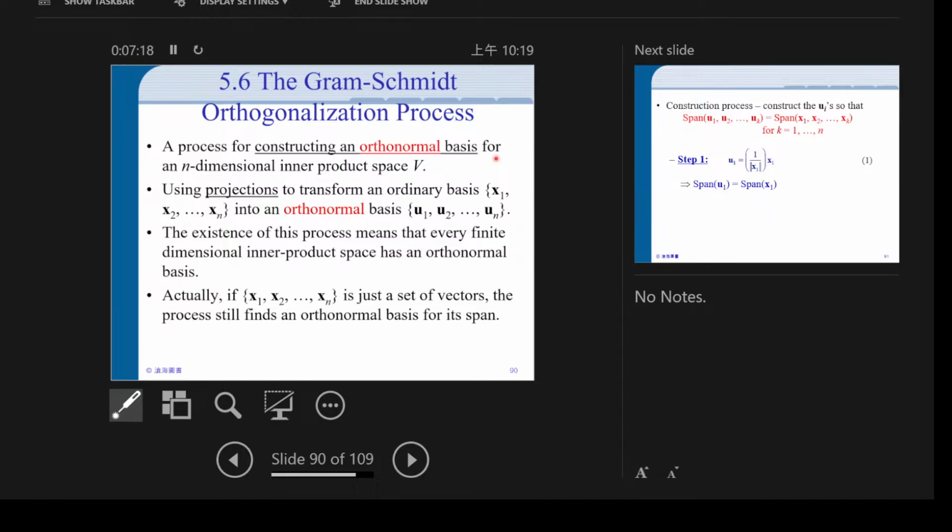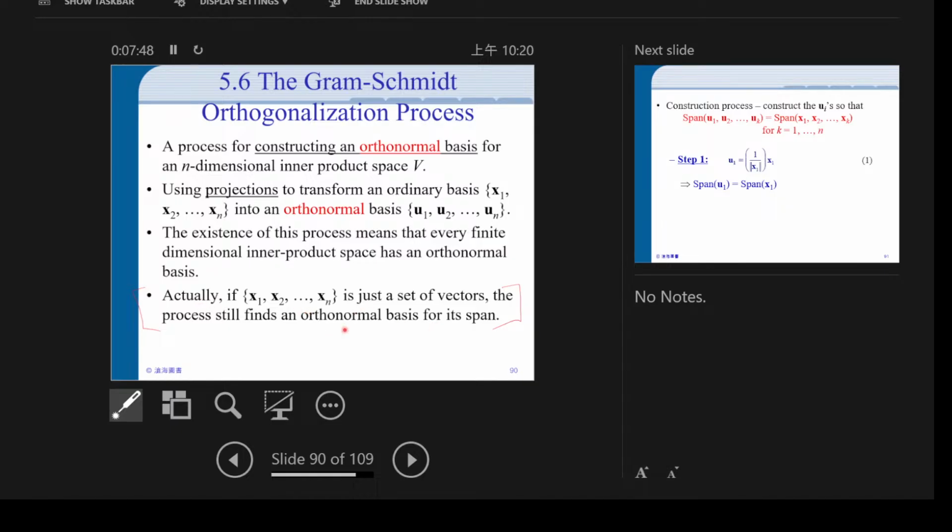Oh, and here we have something interesting. We say that we start with a basis and we will find the orthonormal basis, and here we have something that we will state without proof. If you have just a set of vectors, whatever set of vectors, you can still apply your Gram-Schmidt process, and at the end you will find the orthonormal basis for the span of your vectors.